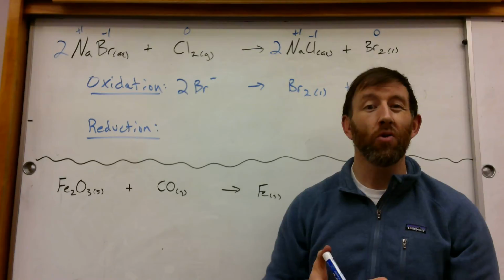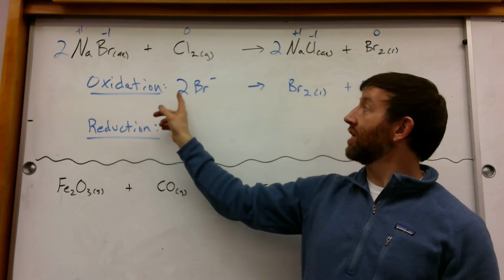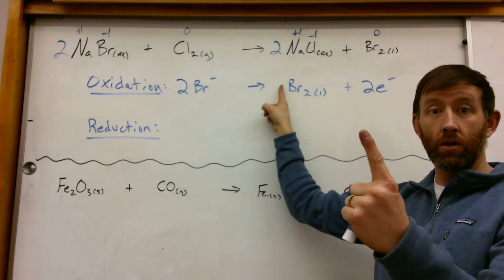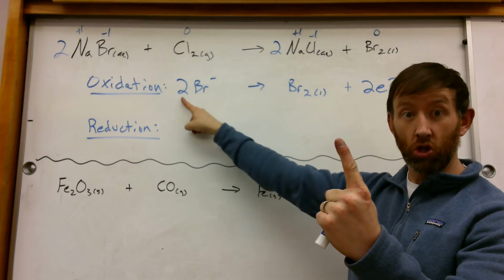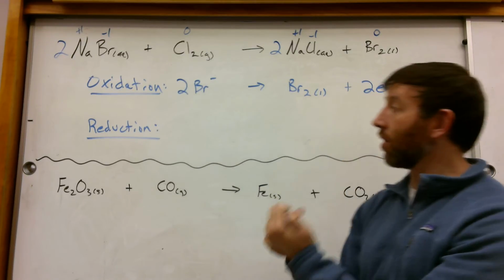So how do I know that's 2 electrons? Quick way to check that. What's my change in oxidation number? It goes from a -1 to 0. So it's a change of 1, right? There's 2 of those, 2 electrons. That's where that 2 electron came from, all right?